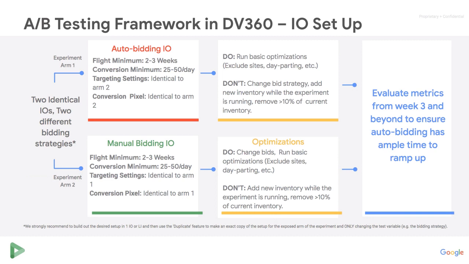We don't really recommend changing the bid strategy on auto bidding since it's already switched to some algorithm. And it's very similar for manual bidding as well. Don't add new inventory while the experiment is running, and don't remove a drastic amount of inventory either.